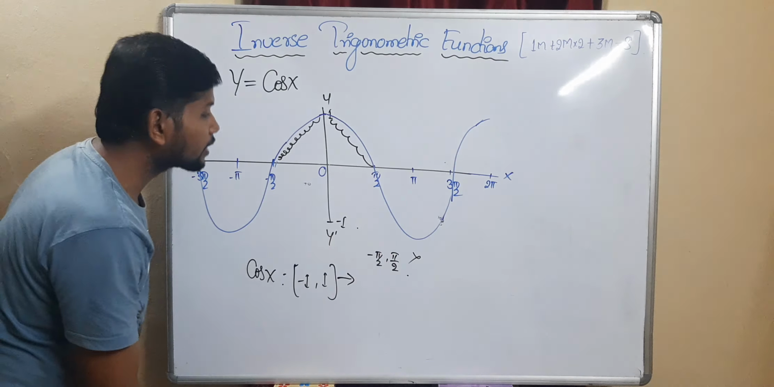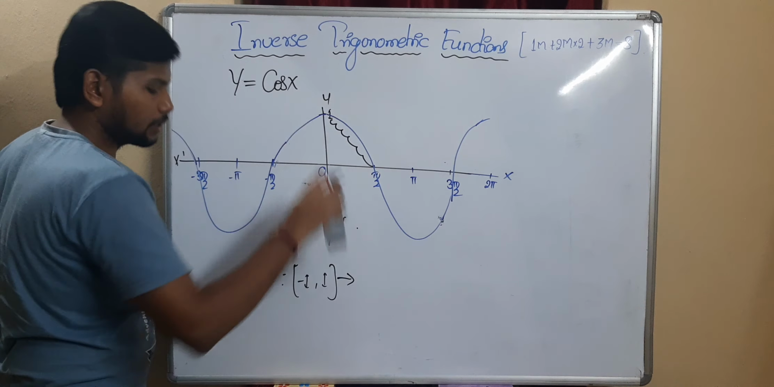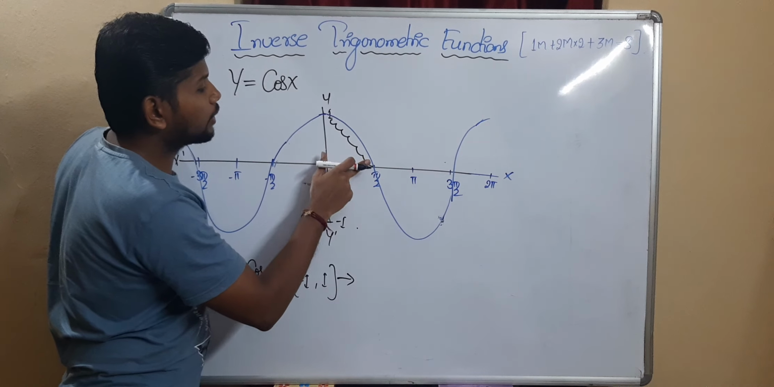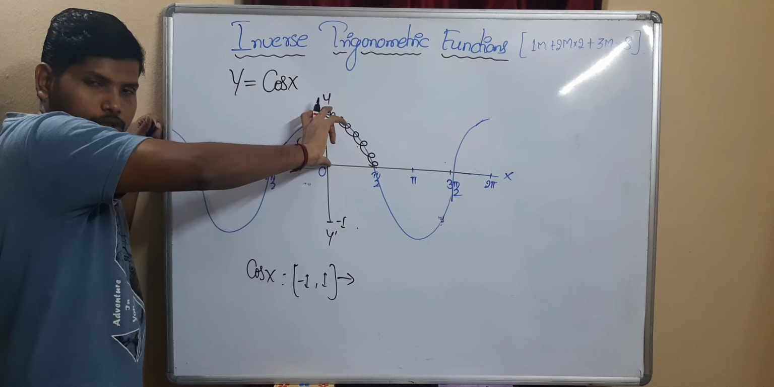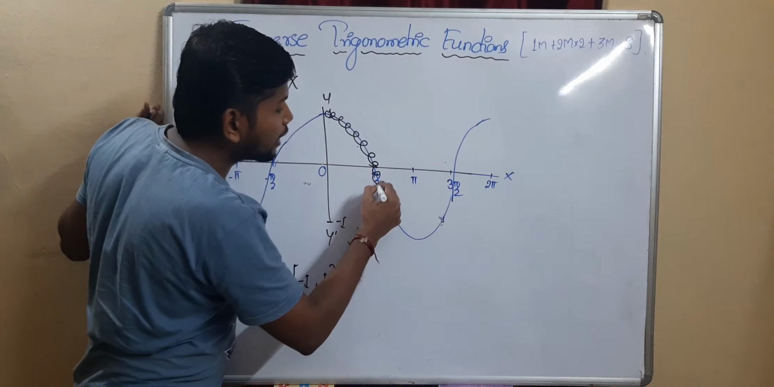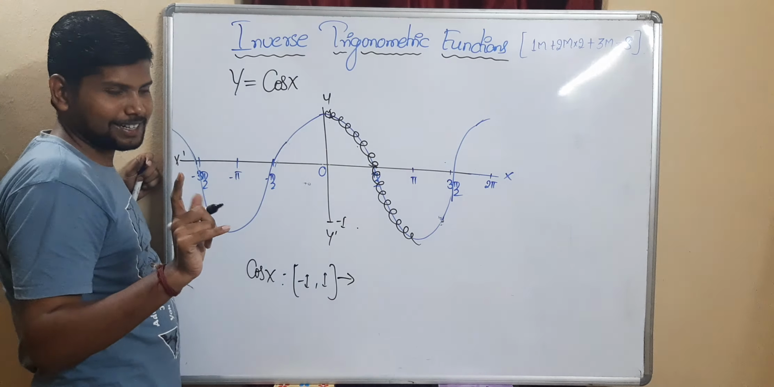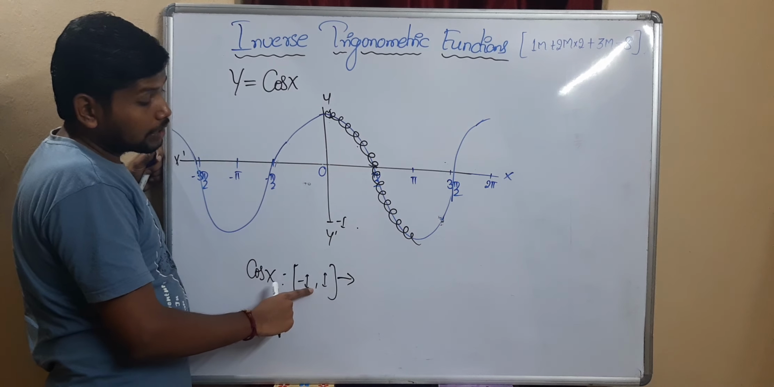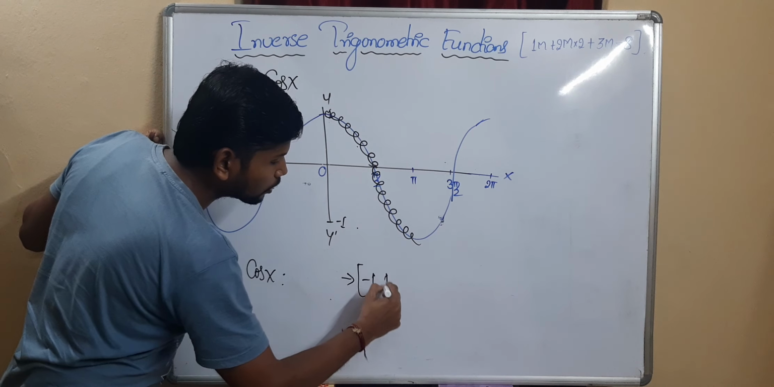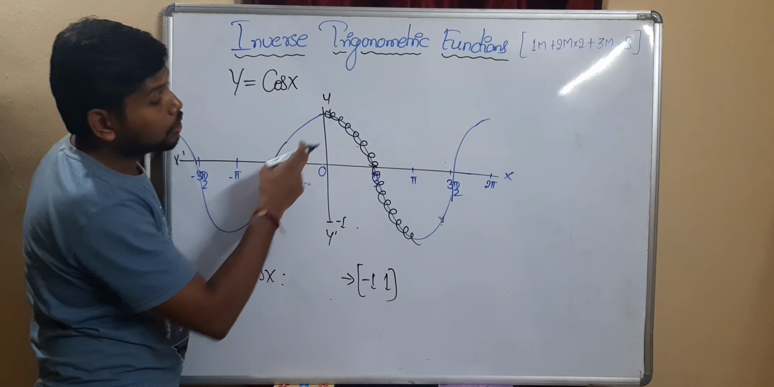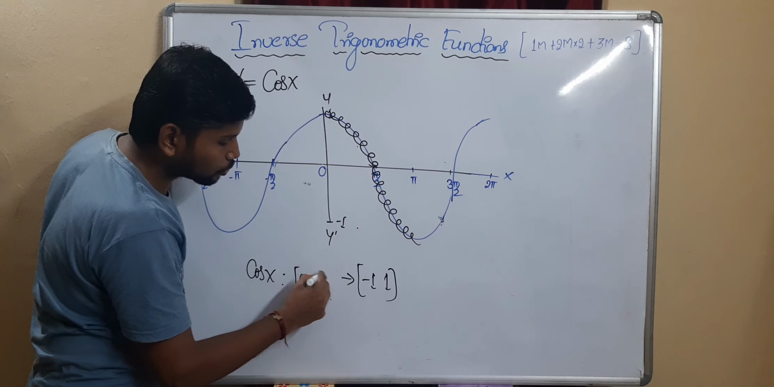Understood clearly? Okay, then we need to think again. That one is wrong. How to think now? Take 0 to pi by 2. If you take 0 to pi by 2, again the range is covered only with the positive part. Am I right? What about pi by 2 to pi? Again, that will cover the negative values. Understood clearly? The range here is minus 1 to plus 1. What's the domain now? Domain is 0 to pi.